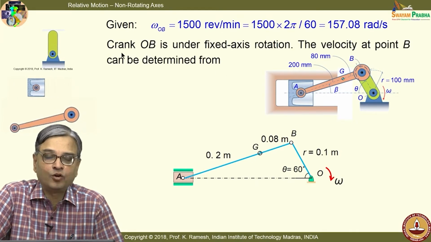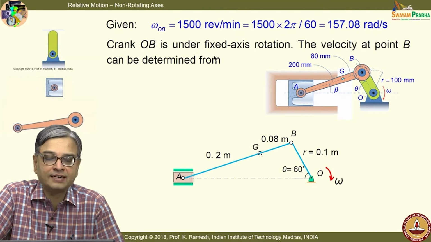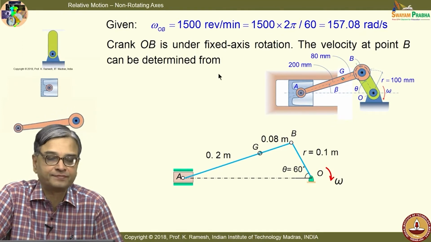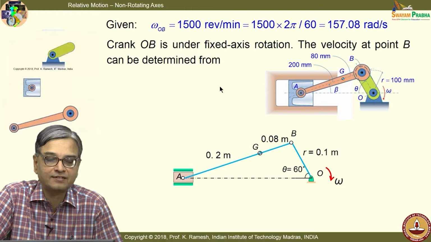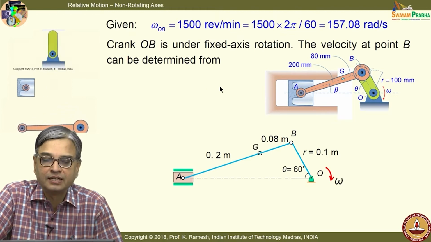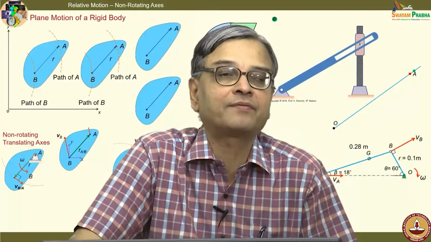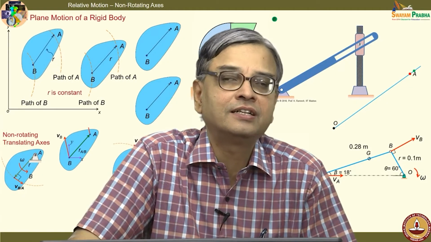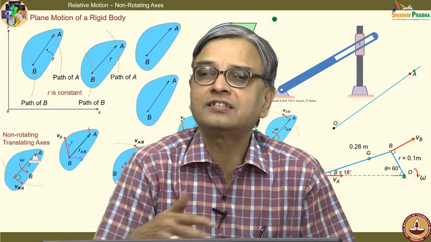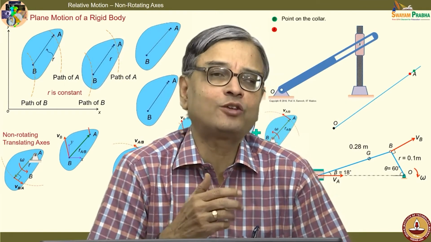And we have already noted that crank OB is under fixed axis rotation. So, I have a fixed axis rotation like this. The velocity at point B can be determined directly from that. When I have a fixed axis rotation, the calculations are very simple. This is what I told you earlier.